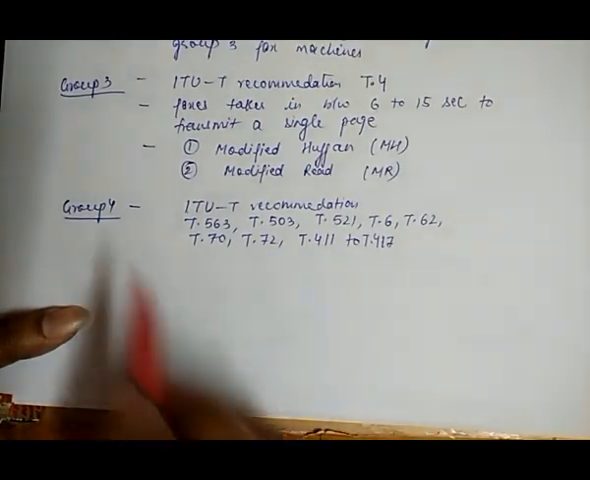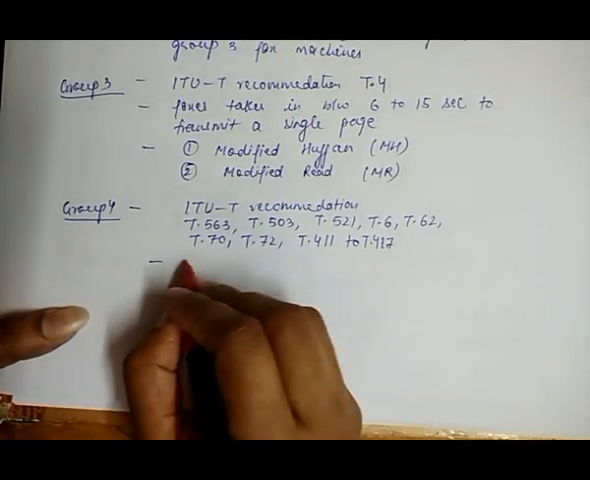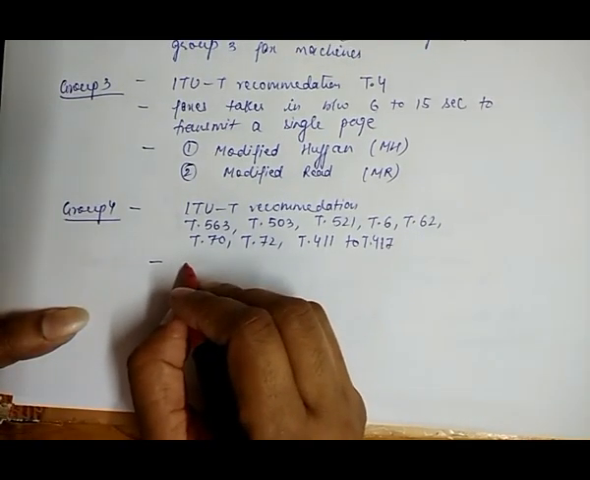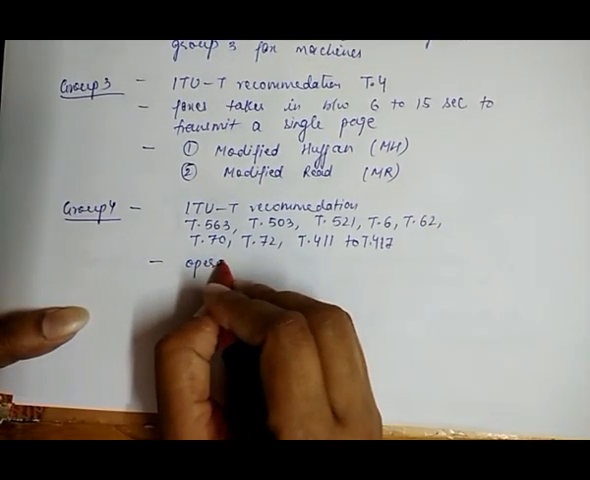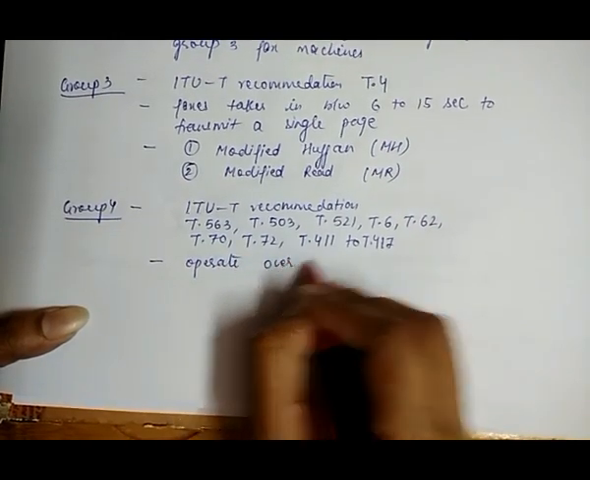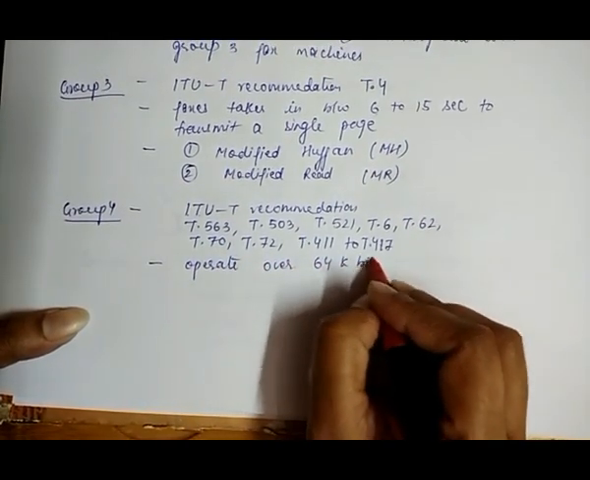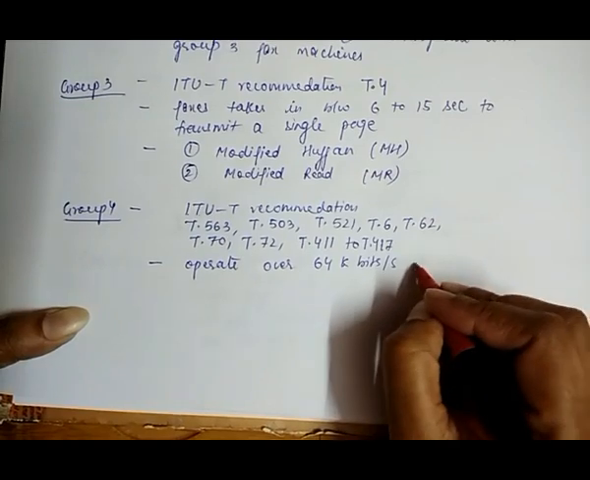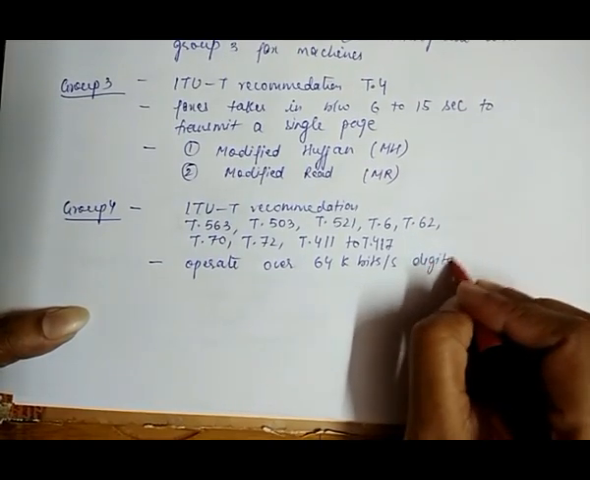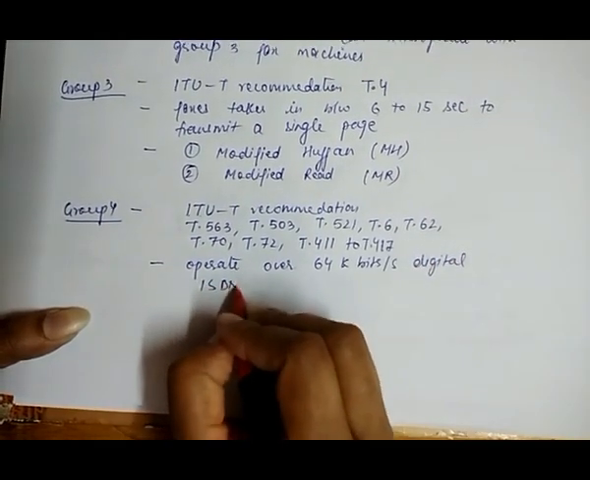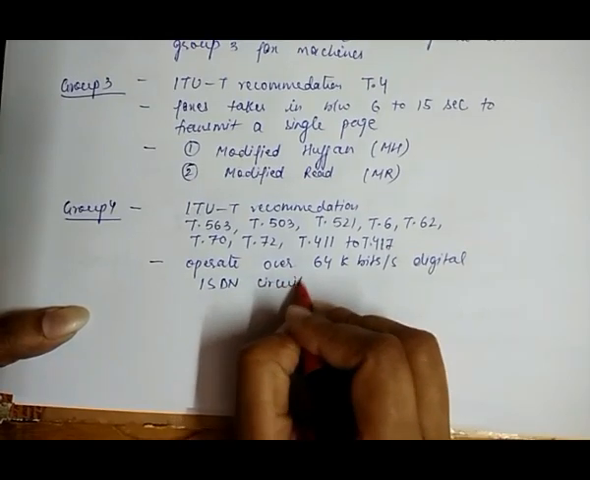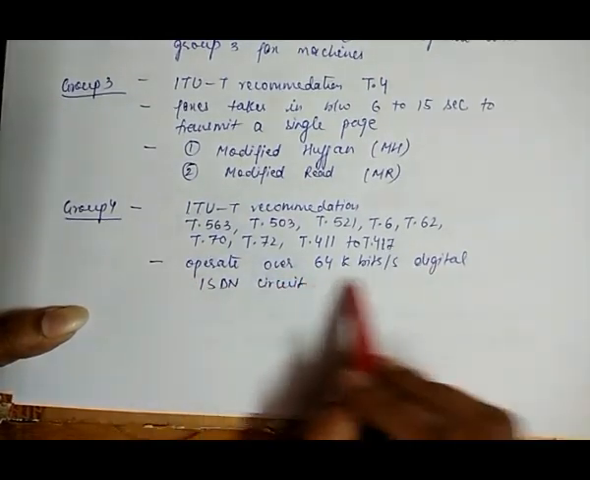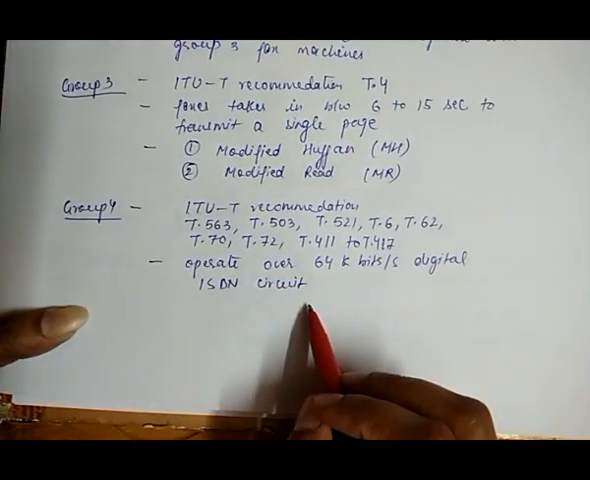Now this group 4 is designed to operate over 64 kilobits per second, that is a digital ISDN circuit. It operates over 64 kilobits per second digital ISDN circuits.